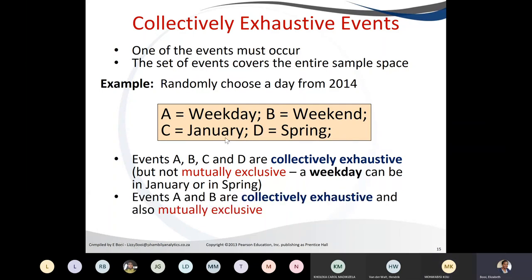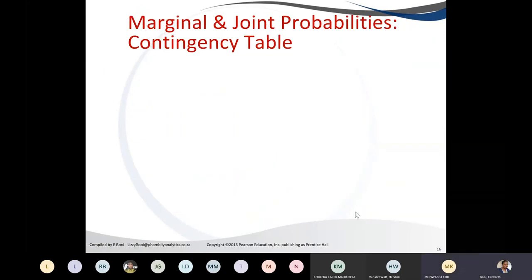But events A and B are collectively exhaustive for the calendar and also for the week. And they are also mutually exclusive because a day cannot be on a weekday and also be on a weekend. And that's how you will define your collectively exhaustive events and mutually exclusive events.